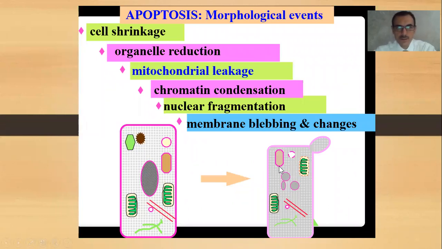Here we see the morphological events in apoptosis that we just discussed: first the cell shrinkage, organelle reduction, mitochondrial leakage, chromatin condensation, nuclear fragmentation, and membrane webbing and change.